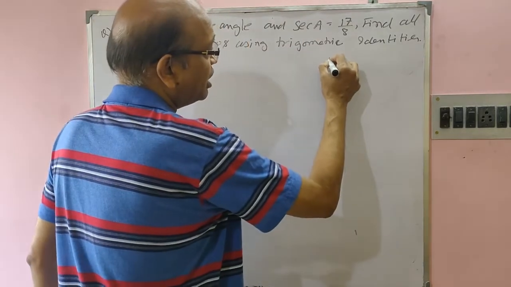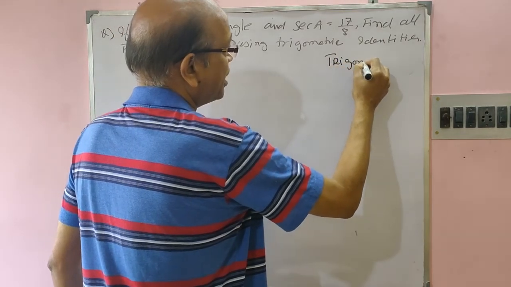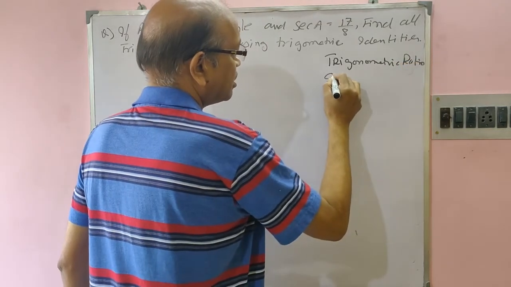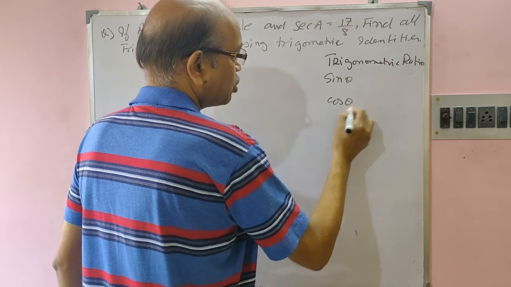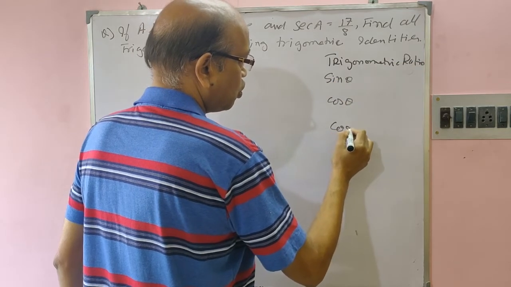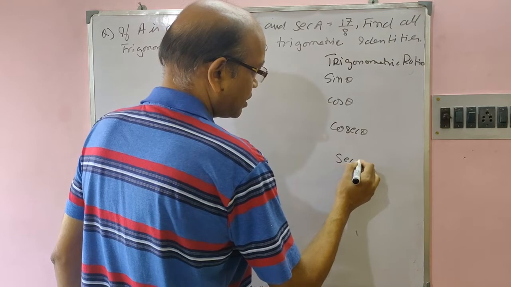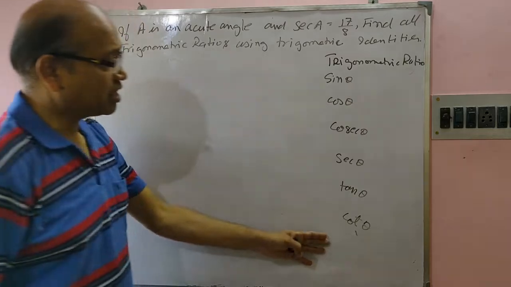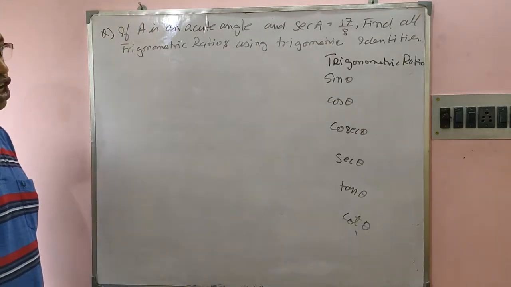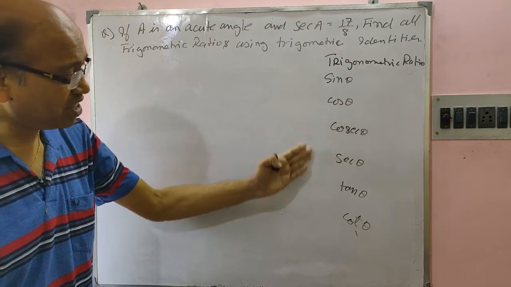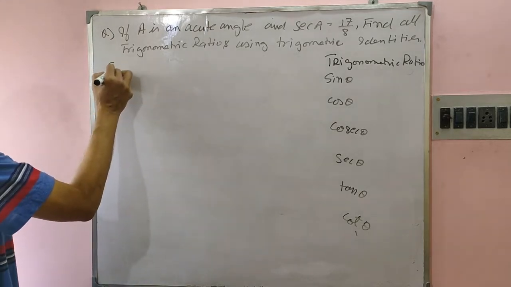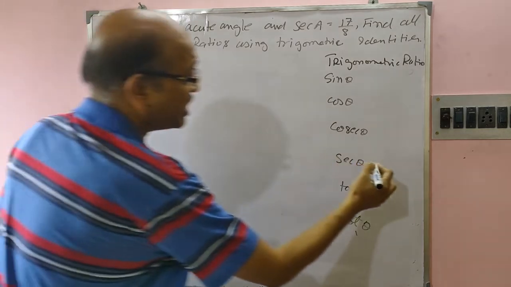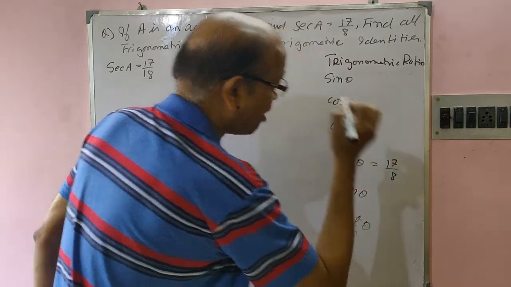These are known as the trigonometrical ratios. What are trigonometric ratios? Sine theta, cos theta, cosec theta, sec theta, tan theta, cot theta. These are the trigonometric ratios. Now we have to find the values of these ratios where it is given that secant A is 17 by 8. It is already given here.